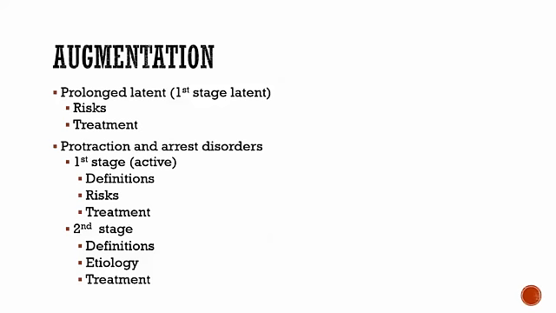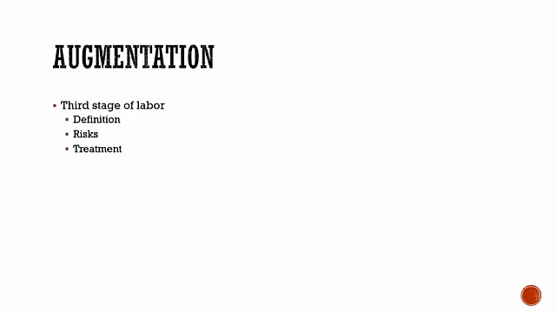All right, now we'll move on to the third stage of labor. I wouldn't really consider this augmentation of labor, at least to my understanding of it. It's more just part of active management of labor. So the definition: third stage of labor, you've delivered the baby and now you're delivering the placenta. It usually takes about 30 minutes. There are some risks that can happen in this stage. The biggest one is postpartum hemorrhage.